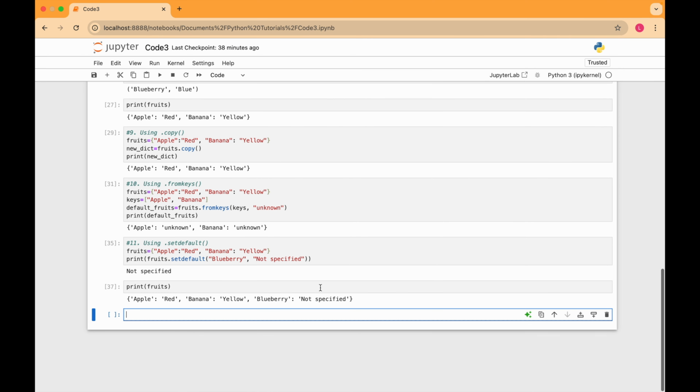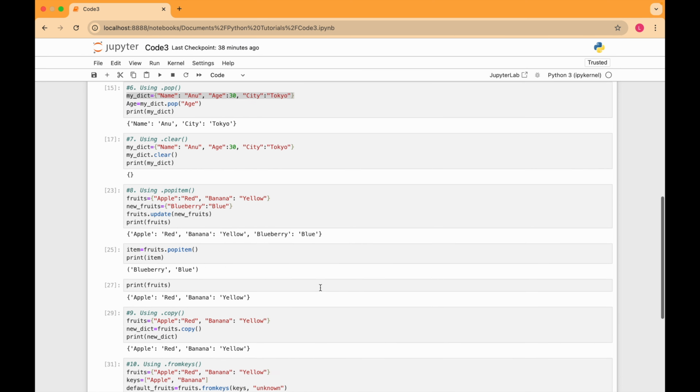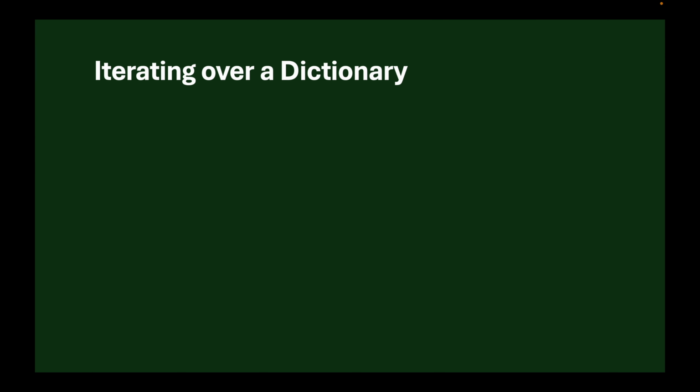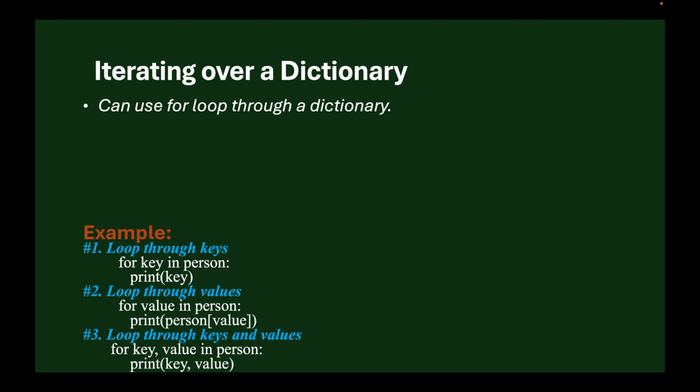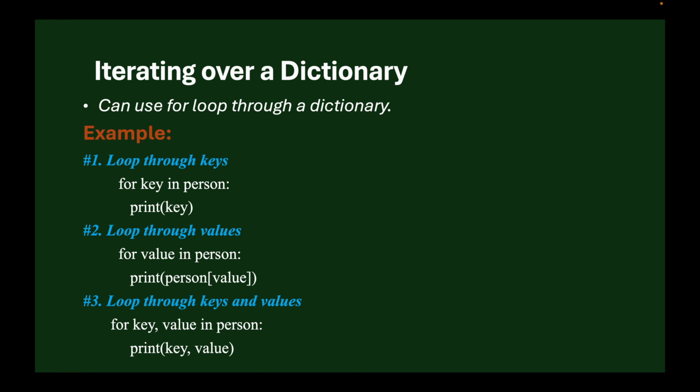Now let's move to another chapter, that is iteration in dictionary. Now let's see how to loop through a dictionary in order to access both the keys and values. A dictionary can be iterated by using a for loop. We have different ways of iteration, like looping through the keys, looping through the values, and looping through keys and values. Now let's go in Jupyter Notebook and practice this.